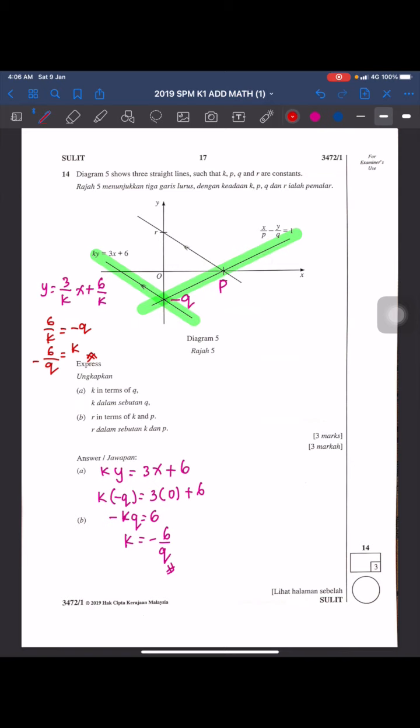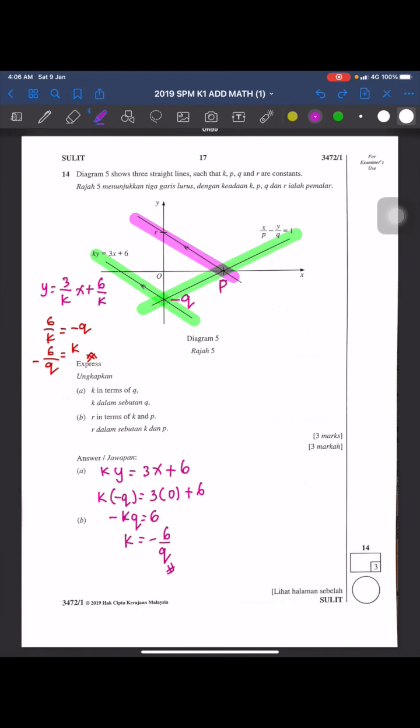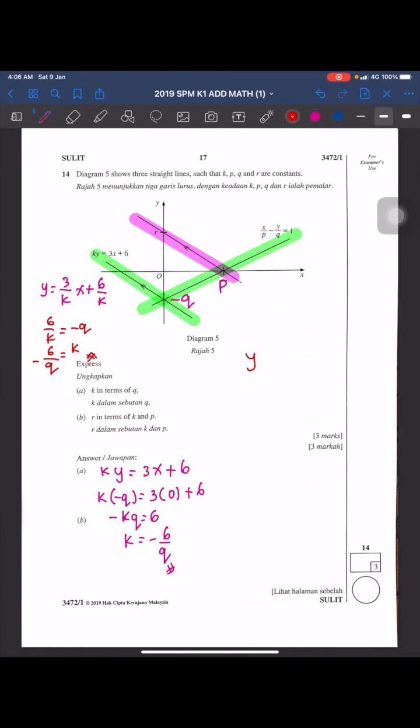Okay, R in term of K and P. Okay, so sekarang R is here. Okay, so R, this straight line. Okay, so apa yang kita tahu, okay, dua line ini dia ada gradient yang sama kan. Okay, so saya cuba bentukkan straight line equation for this line. Okay, so y equals, okay, so y equals to mx plus c.